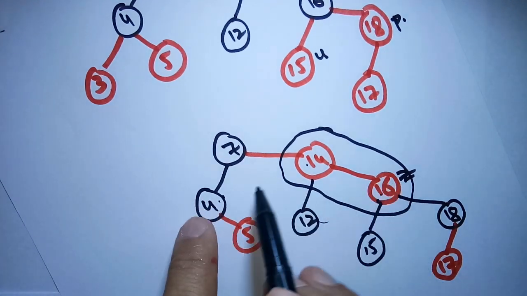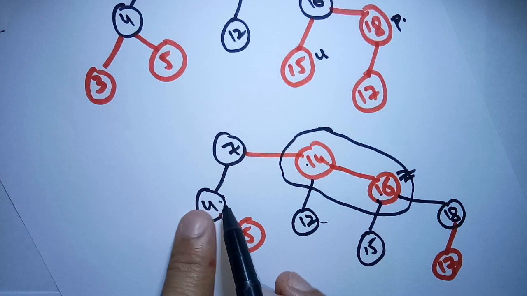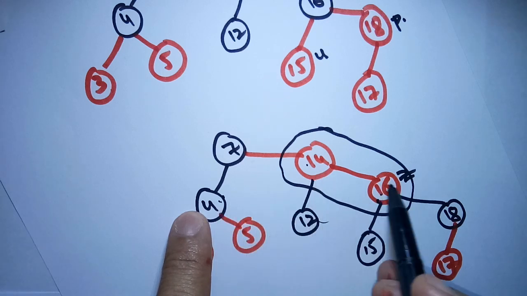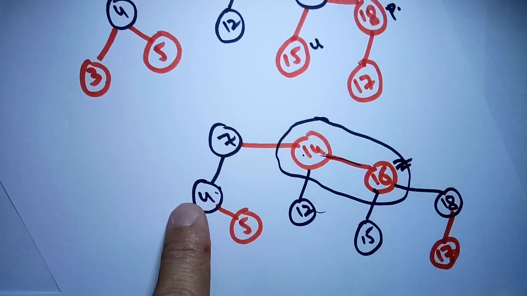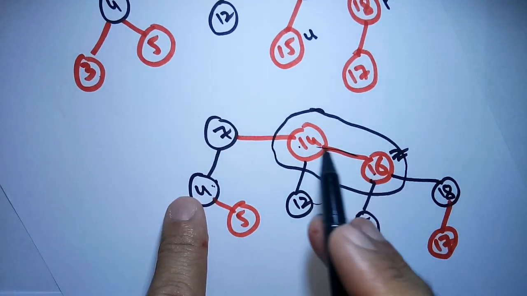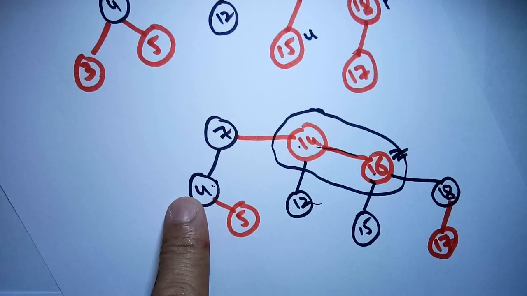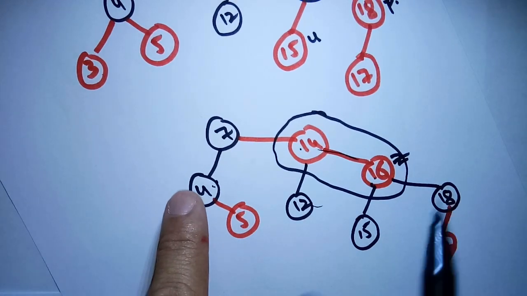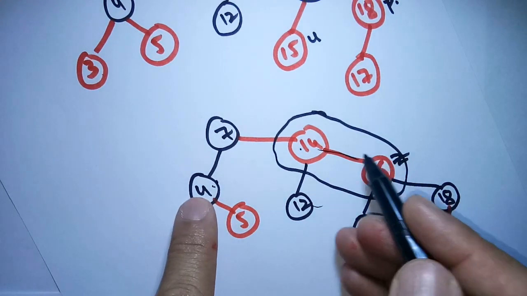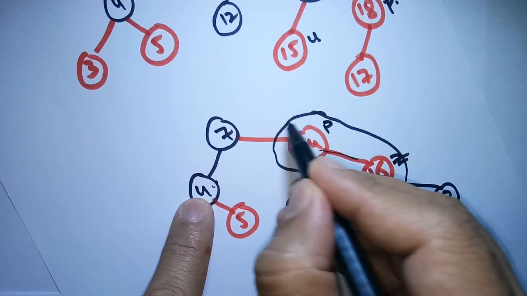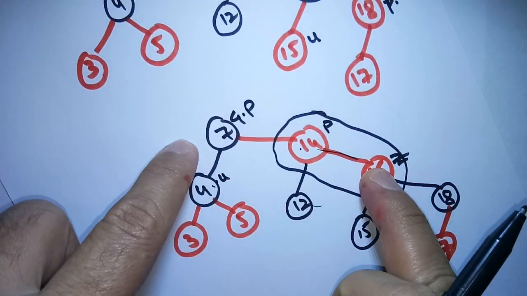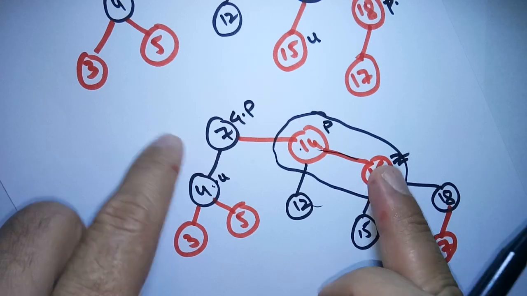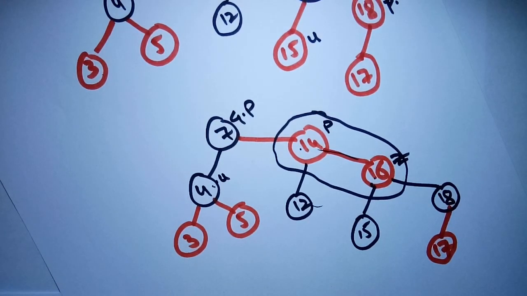Okay, so the color of the uncle is black, and this is not making a triangle with its uncle, it is making a line with its parent. So that is the rule number 4. What rule number 4 says is: this is Z, rotate the grandparent. So this is the parent, this is grandparent, this is uncle. Rotate the grandparent in opposite direction and change the color of parent and grandparent.